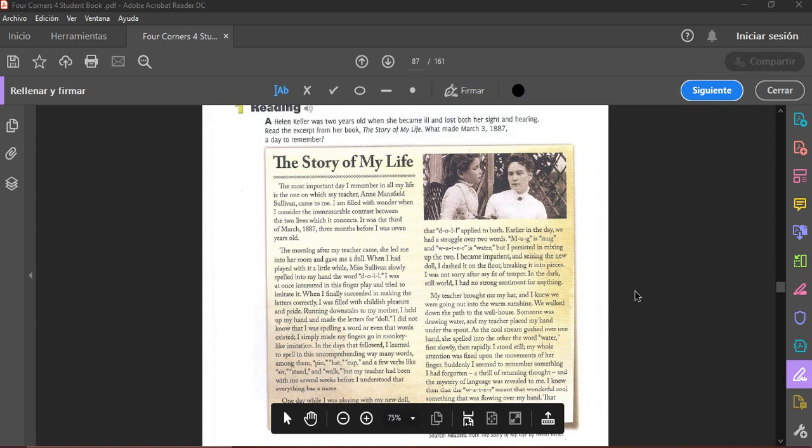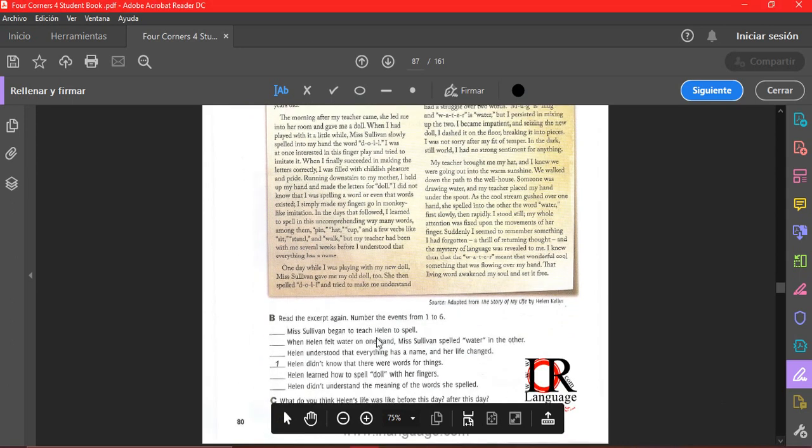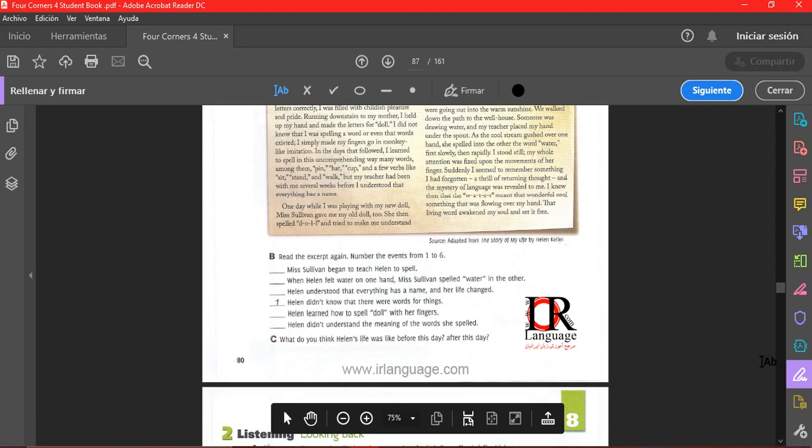Okay, people, now you have listened to the record, so you can solve exercise A, exercise B, and exercise C from page 80 from the book 4B.